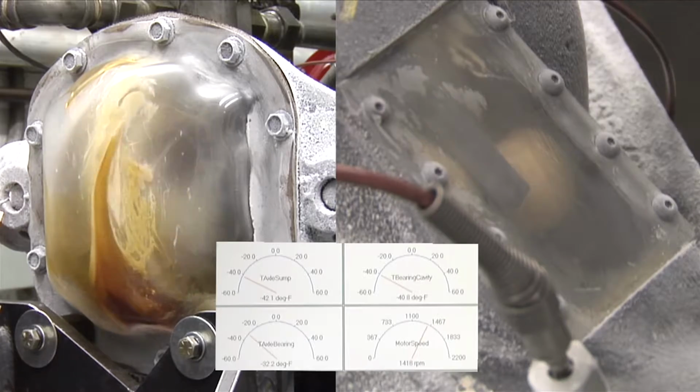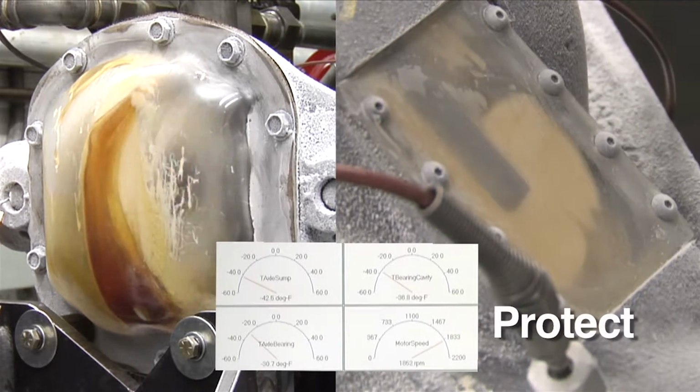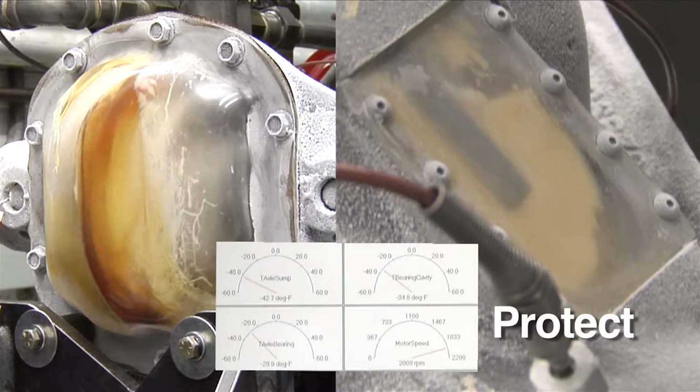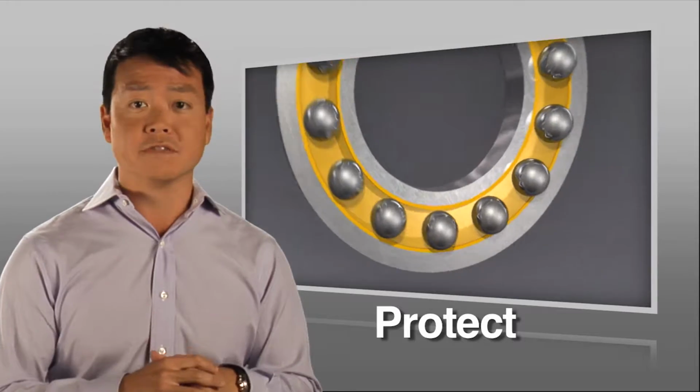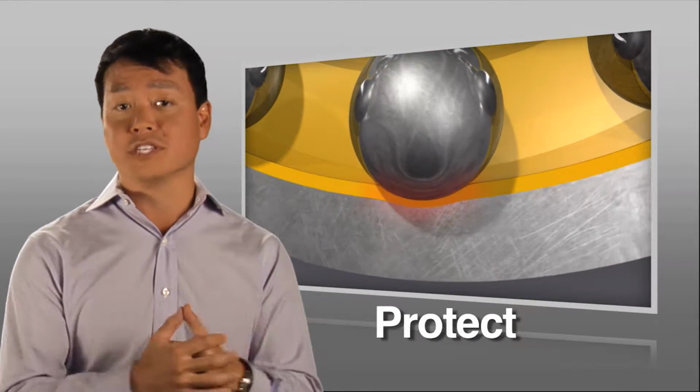The final function of a lubricant is protection. When metal parts are kept covered in lubricant, that prevents metal-to-metal contact and any resulting damage. We're going to focus on the protection function of lubricants, how oil additives protect gears, bearings, and the oil seals.